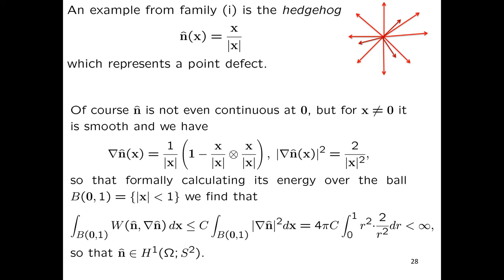And that's equal to 2 over the radius squared. So you can formally calculate the energy over the unit ball. The integral of W, well, remember W is bounded in the bulk by a constant times the gradient squared. The gradient squared is 2 over r squared. So in polar coordinates, there's no dependence on the surface variable, so it's just 4 pi times a constant times r squared over 2 r squared, which is finite.